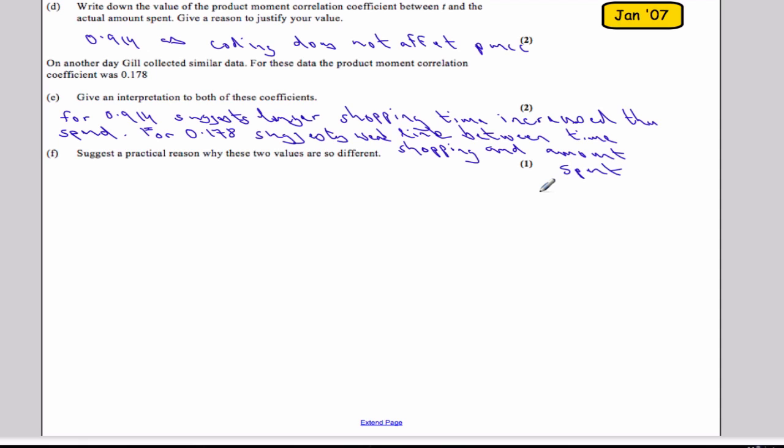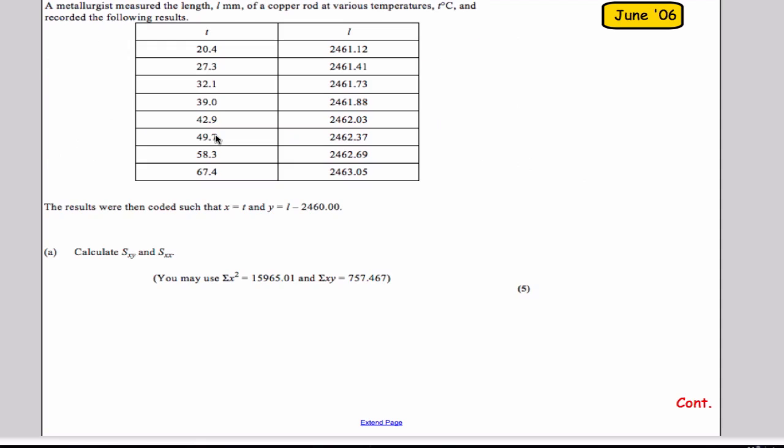Okay. Suggest a practical reason why these two values are so different. There's lots of things we could say here, such as it could be the time of the month when people get paid, so they're likely to spend more money. It could be the fact that it's a weekday or a weekend. There could be a sale on, so people are likely to spend more time and spend more money. There's various different things you could put down here. So we'll just move on from this one.